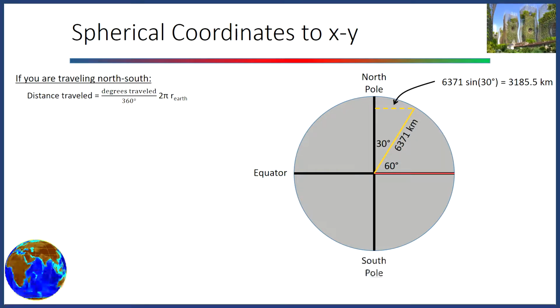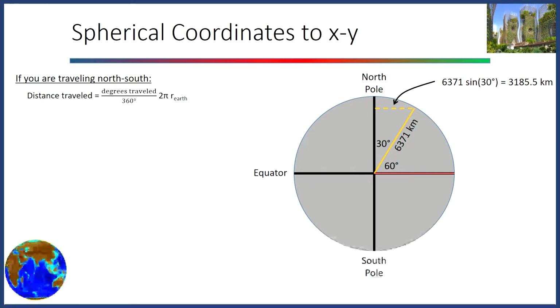If you are traveling north-south, following any line of longitude, then you will always go eventually from one pole to another pole, so you're always traveling along a circle that is equal to the radius of the Earth. So we can write that the distance traveled will be equal to the degrees latitude that you've traveled divided by 360 degrees times 2 pi times the radius of the Earth.